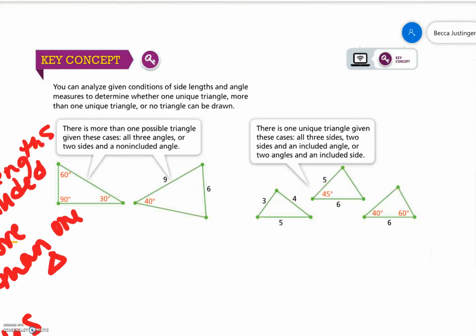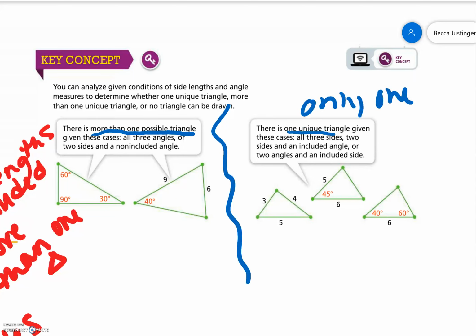Key concept: you can analyze given conditions of side lengths and angle measures to determine whether one unique triangle, more than one unique triangle, or no triangle can be drawn. So on the left-hand side here, there's more than one possible triangle. On the right-hand side means there's only one, if those conditions are given.